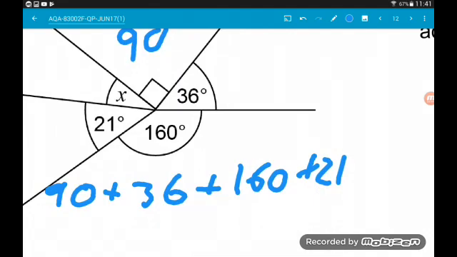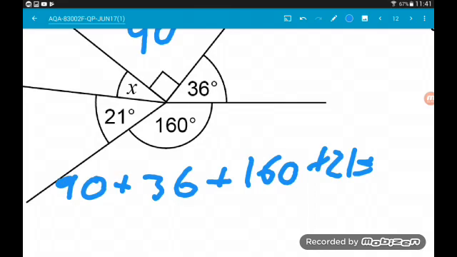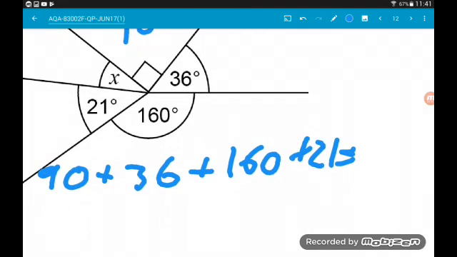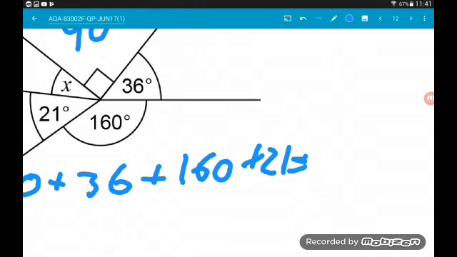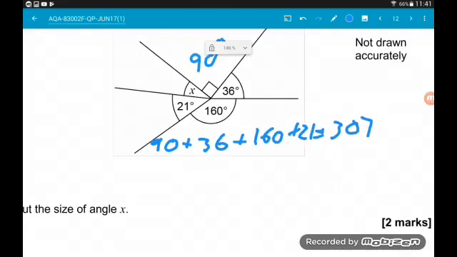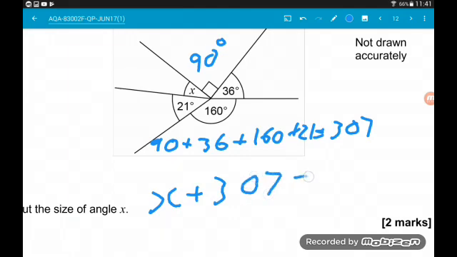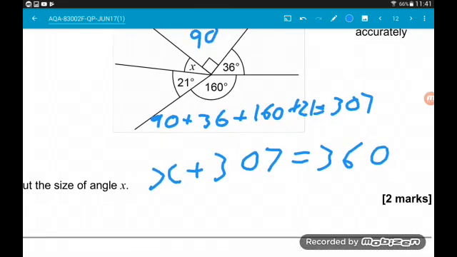Plonk that into your calculators and we're going to get 90 add 36 is 126, add 160 is 286, add 21 is 307. So we know that X add 307 is 360. Take away the 307, X is 53 degrees. Jobs again.